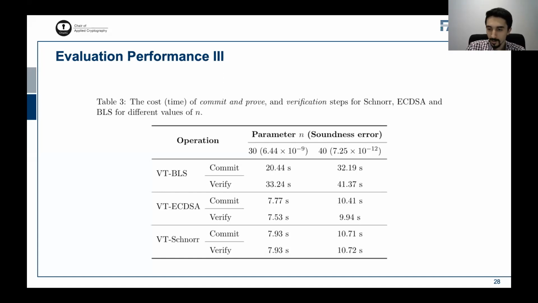An open problem is to optimize the communication cost, because we really didn't focus on that. In all our applications we had it off chain, so for us what mattered was time and not space.